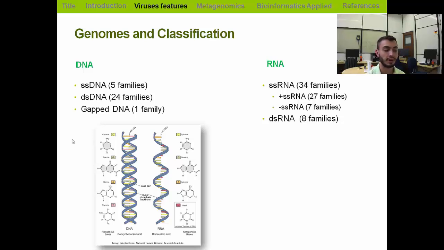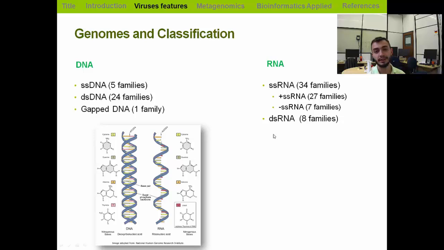We have here a lot of diversity in the genomes of viruses, because they can be DNA or RNA, and this DNA can be double or single strand. We have these 24 families with double strand, which are the most usual ones, and we have these 5 families with single strand DNA. And a really different one is the hepatitis B virus family, which has double strand gapped DNA.